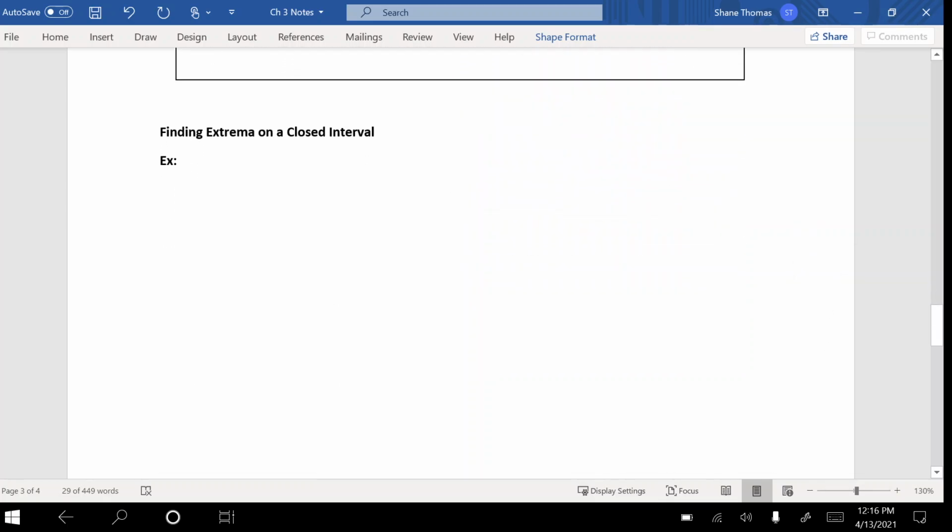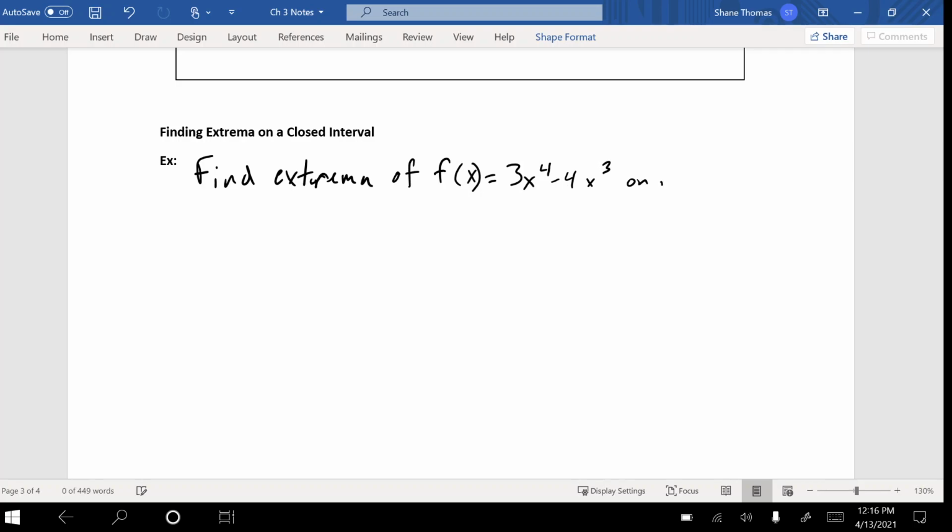Three big ones we're going to knock out. So for this one, we want to find the extrema of f of x equals 3x to the fourth minus 4x to the third on the interval of -1, 2.